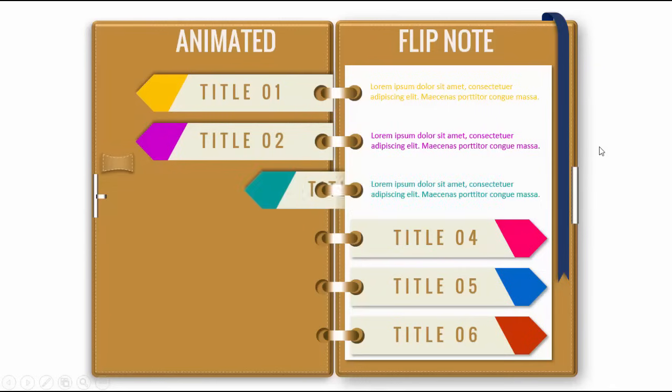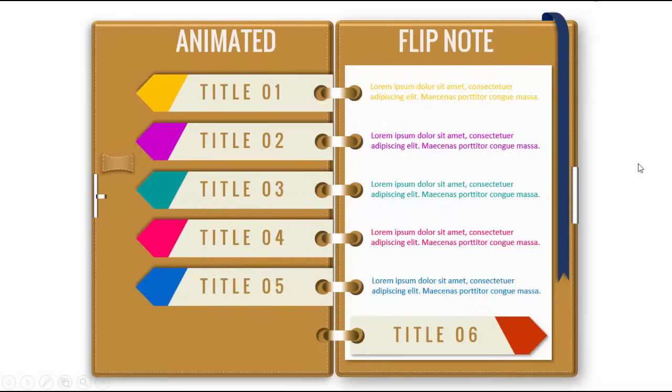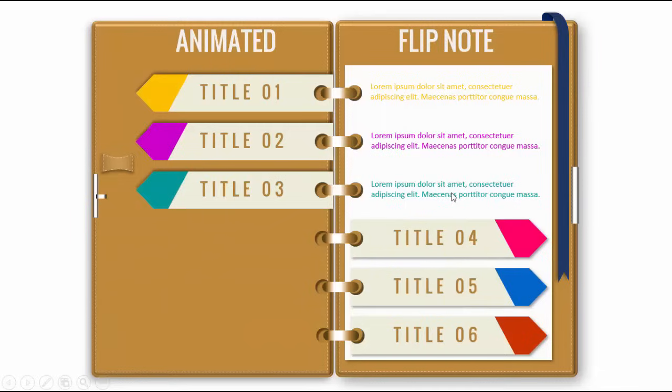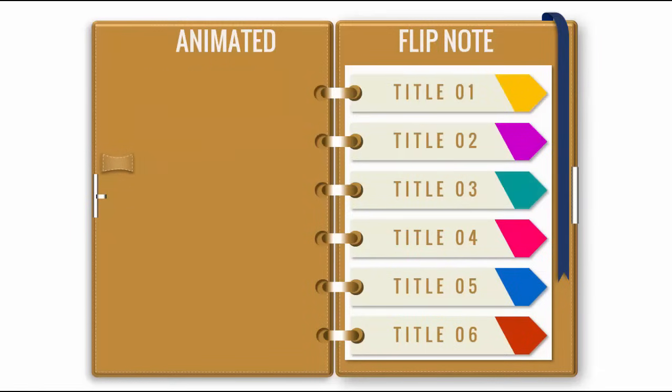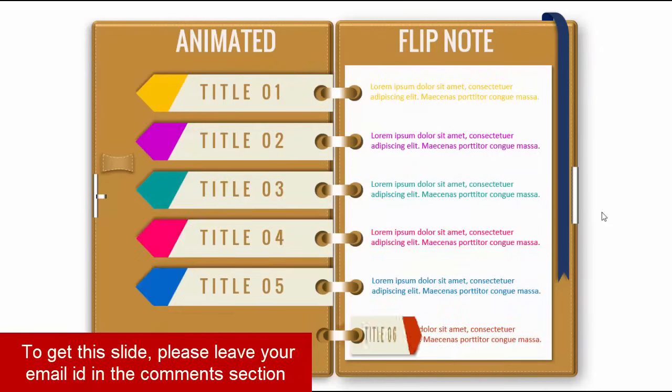Similarly, the title 2 and title 3, 4, 5 and 6. If you want, you can add more if space is there. And then I have downloaded a pen from the internet and I just added the pen there. So if I click, it will just reveal the information.